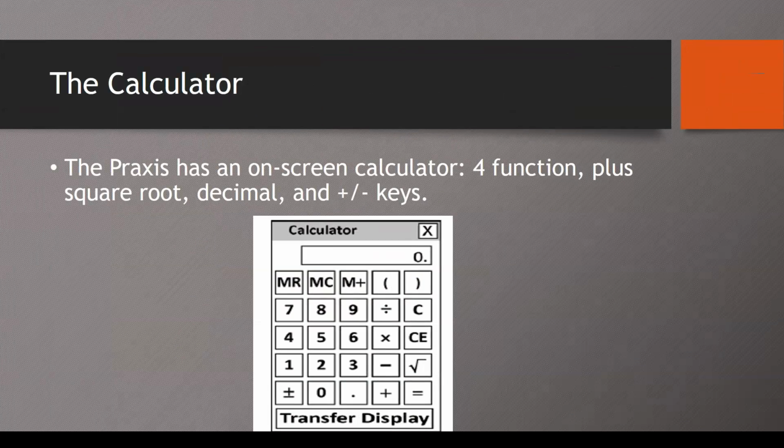You cannot bring your own calculator to the test, but an on-screen calculator is provided that includes square root, decimal, and plus and minus keys. The transfer display button allows your answer to be inputted to an answer box for a particular question.